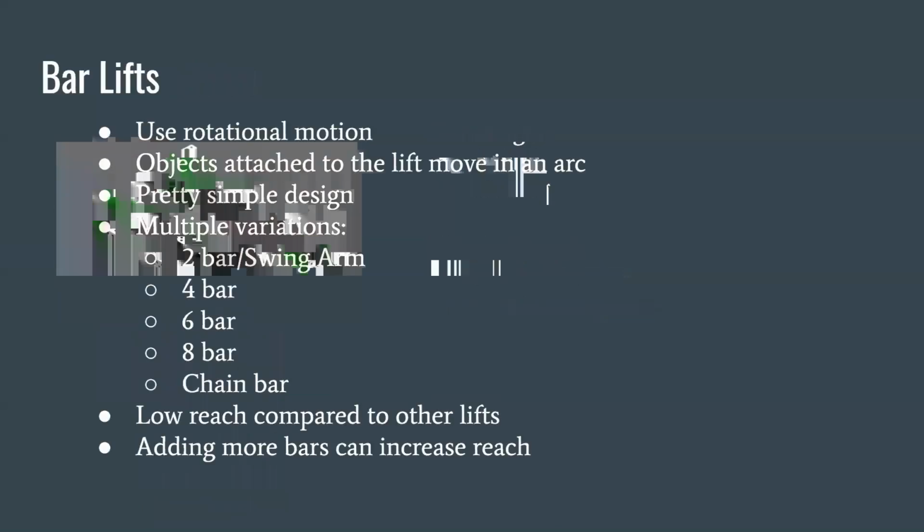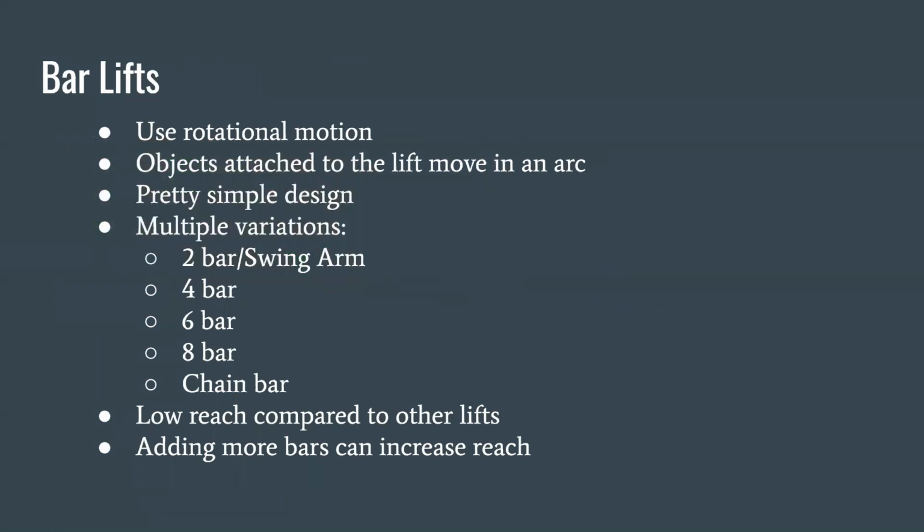So now we can move on to lifts. Lifts are just anything that can elevate a game piece or claw or whatnot. First we have bar lifts, which use rotational motion to rotate an arm, which is usually made of C-channels, in order to reach high places. So objects which are attached to the lift usually rotate in an arc-like motion, which results in the attached mechanism reaching out as it gets higher.